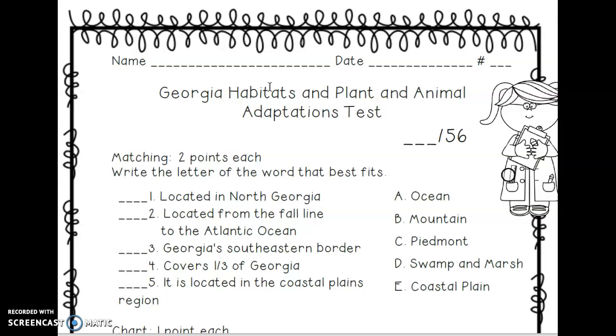Number 1, which habitat is located in North Georgia? Is it A, ocean, B, mountain, C, Piedmont, D, swamp and marsh, or E, coastal plain? Take a moment to think about it. You can also grab a piece of paper to jot down your answers or jot down your questions as we go. And remember, you can pause the video if you need to as well.